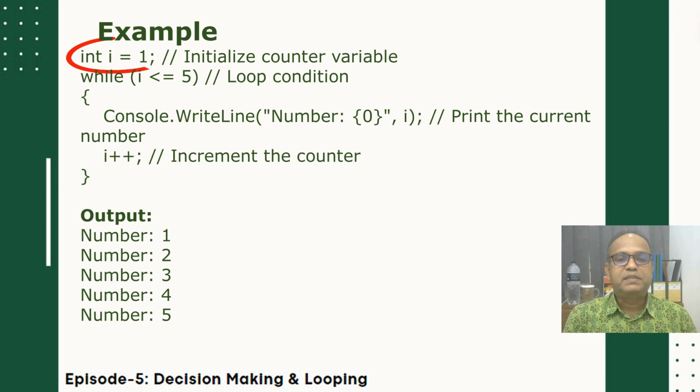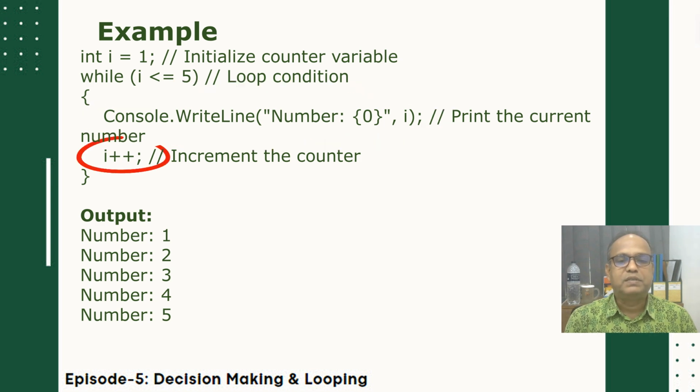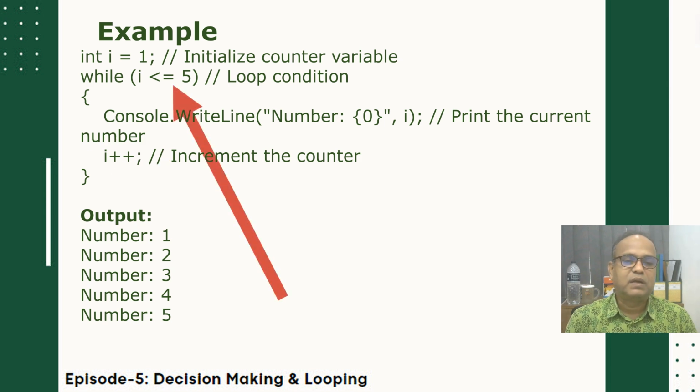The variable i is initialized to 1. The condition i is less than or equal to 5 is checked. Since it's true, 1 is less than or equal to 5, the code block executes. The code block prints Number 1. The counter i is incremented by 1. The loop returns to step 2 and checks the condition again. This process repeats until i becomes 6, making the condition false and ending the loop.